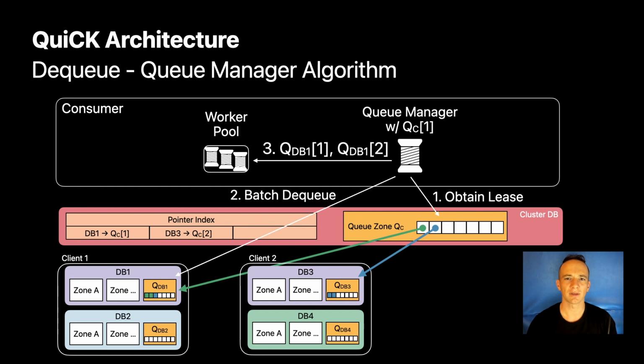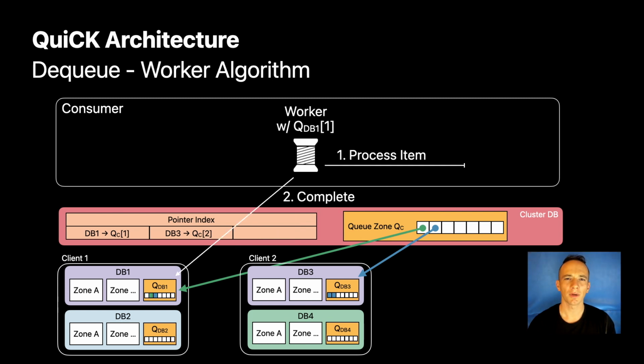Taking a lease on the task level is done in order to prevent duplicate task execution, as we'll explain in the following slides. A worker receives a single task. It processes the task and then completes it, which removes it from the queue.